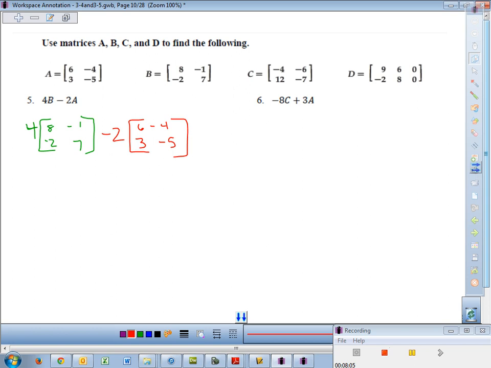Multiplying the scalars through will not change the size of the matrix. Are we cool with that? Is this matrix, which is a 2 by 2, the same as that matrix, which is a 2 by 2? Can we add or subtract them together? So that means I can move forward from here. Follow the order of operations. Don't we do all the multiplying before we do the subtracting? So let's multiply 4 through in my green matrix right here.